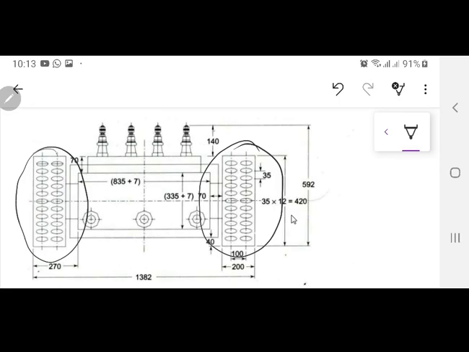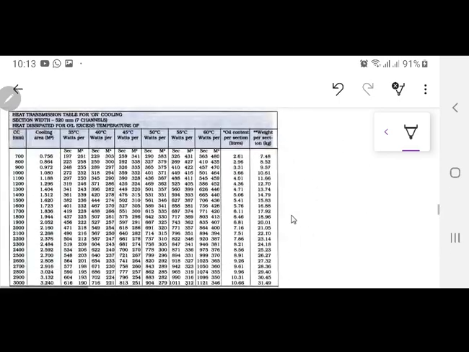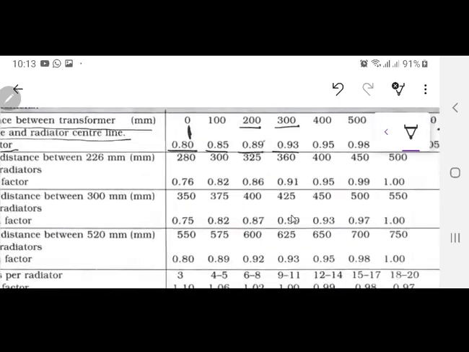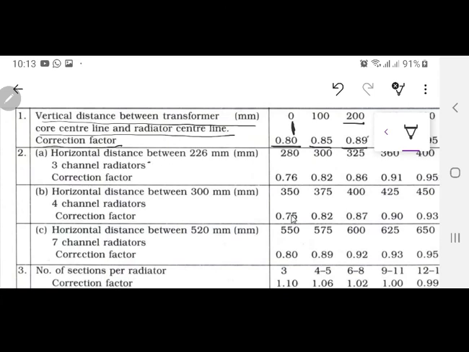So if the distance in between the two radiators is equal to, if you are using a 226 mm radiator, you are having a 300 mm one, you have a 520 mm. Now listen to this very carefully. If you have a 226 mm radiator, what is 226 mm? 226 mm is the height of that. What is the height of this one?